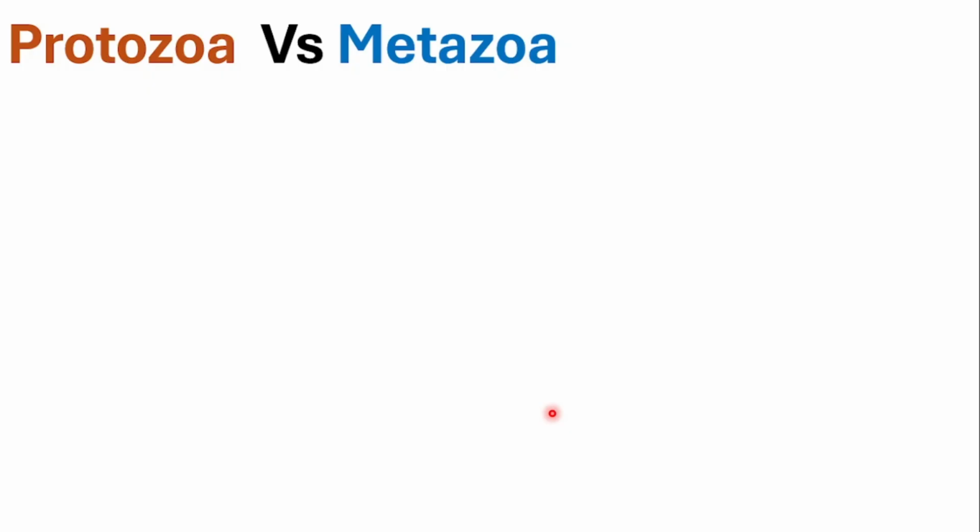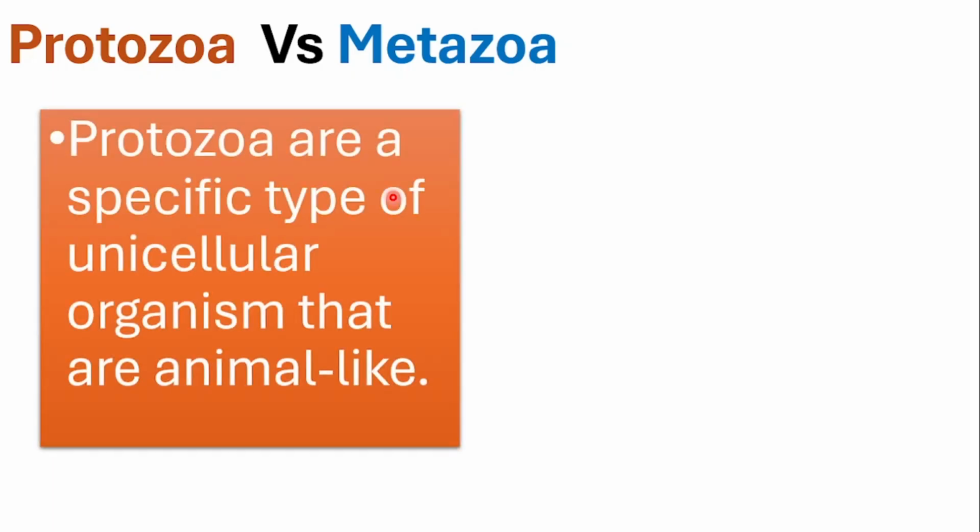Now, let's talk about protozoa and metazoa. What do we mean by that? Well, within the big, broad group of unicellular organisms, there are subgroups or subsets. One specific subgroup is protozoa. So protozoa are a specific type of unicellular organisms that are animal-like. This group refers only to unicellular organisms that have animal-like behavior. For example, the amoeba. The amoeba falls within this category.